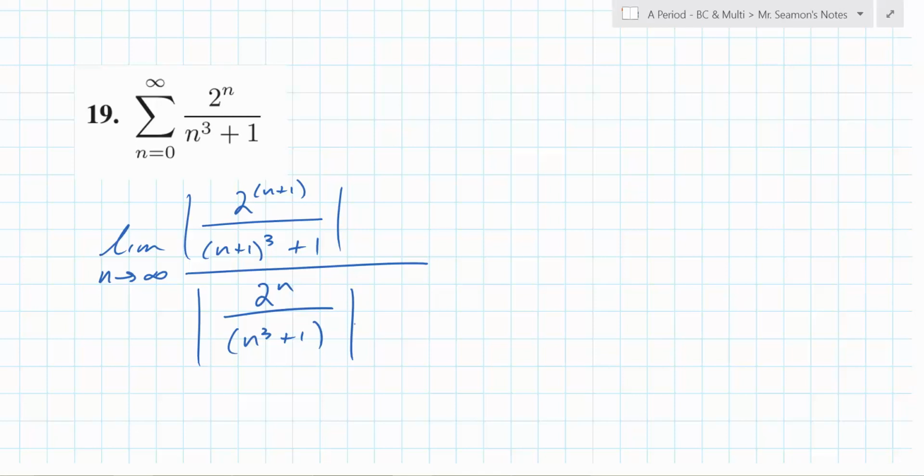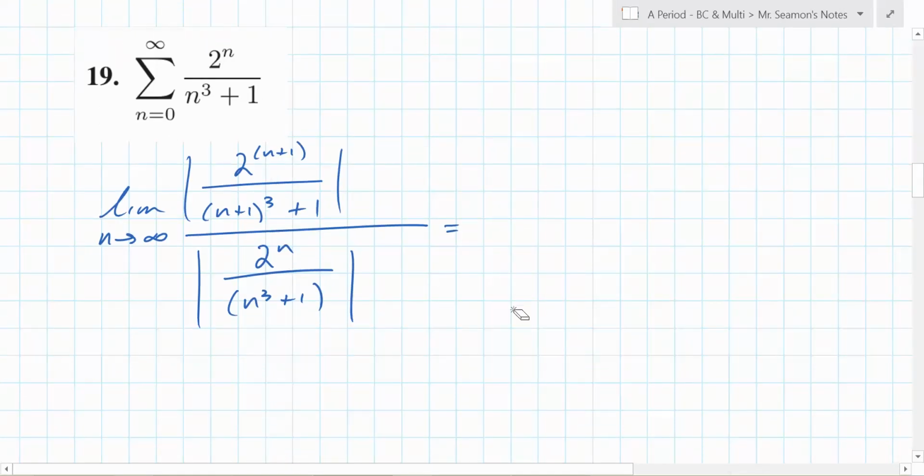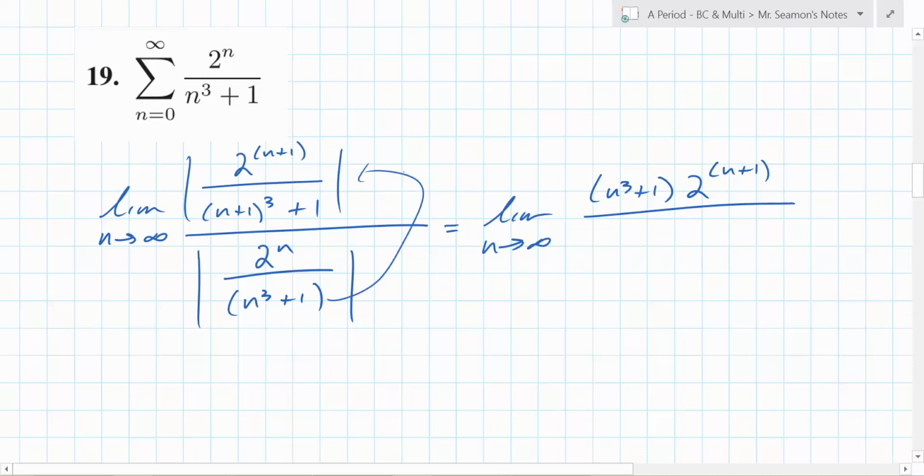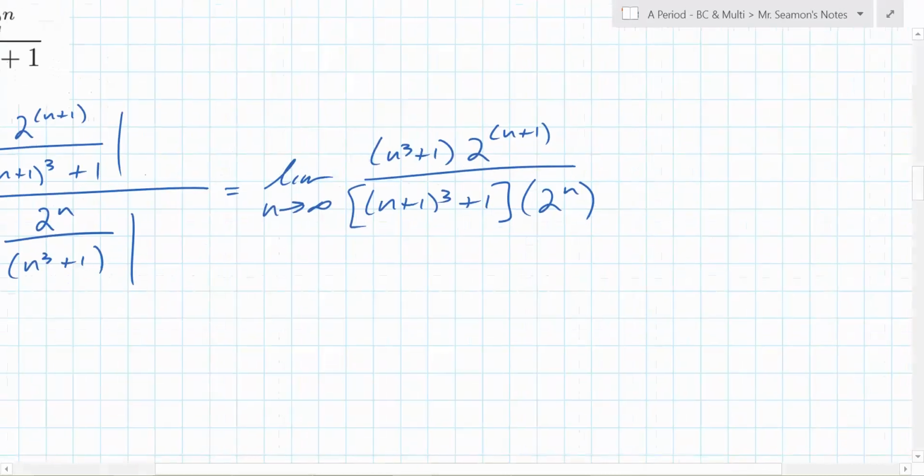Okay. So if we do this, dividing by a fraction, you are going to end up with the limit as n goes to infinity of n cubed plus 1 times 2 to the n plus 1 all over what? Remember, I multiplied by the reciprocal. n plus 1 cubed plus 1 times 2 to the n. Now you just have to remember what cancels, right? 2 to the n plus 1 over 2 to the n. What does that equal?